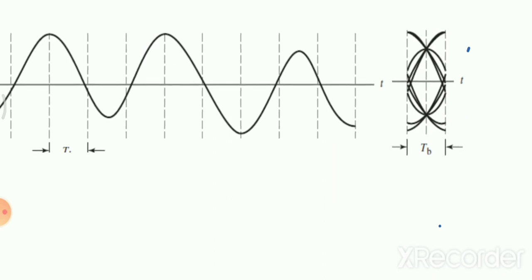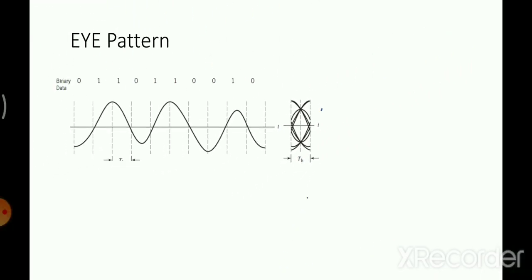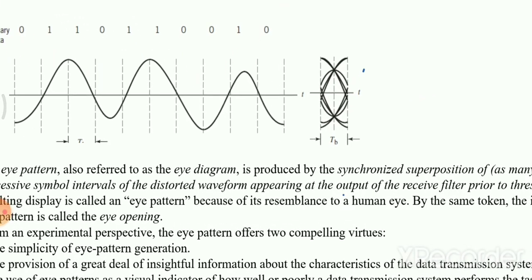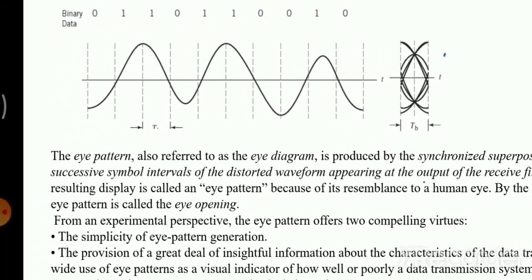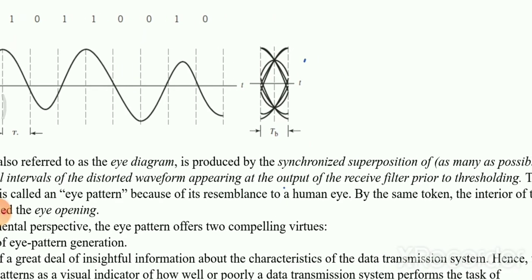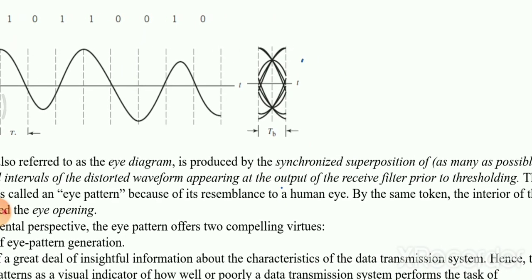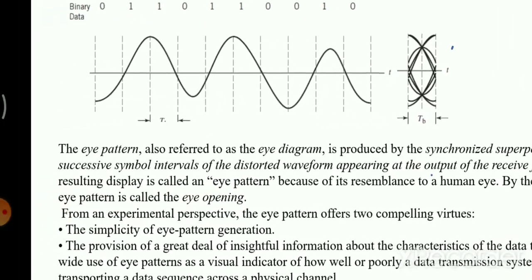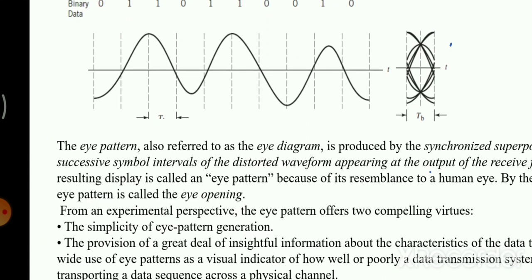I can do a generic presentation for this so that you will have a better understanding of it. Meanwhile, you can just go with the definition. Eye pattern, also referred to as eye diagram sometimes, is the synchronized superimposition, of as many as possible, successive symbol intervals of the distorted waveform.